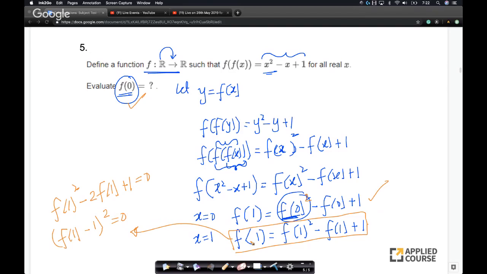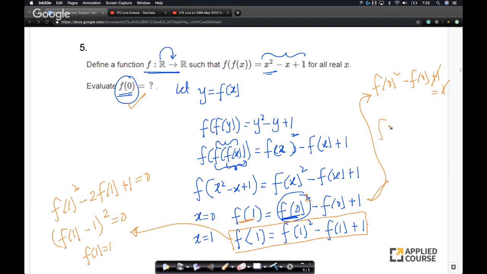So this is a good idea, because here I have a quadratic equation in f of 1. What does this imply? This implies f of 1 equals 1. Very good. Now I can solve this also. So f of 1 equals 1, which means f of 0 squared minus f of 0 plus 1 equals 1, because this is equal to f of 1. So 1 gets cancelled.